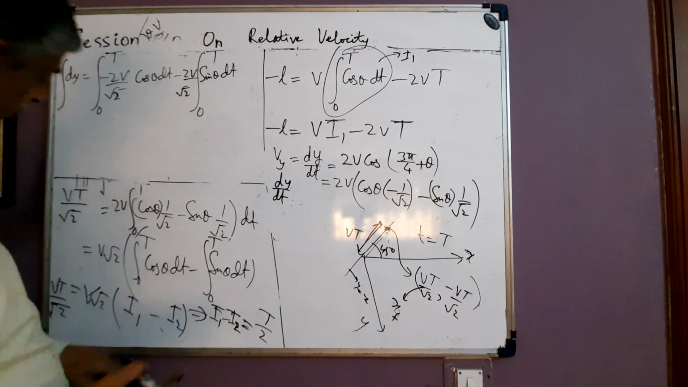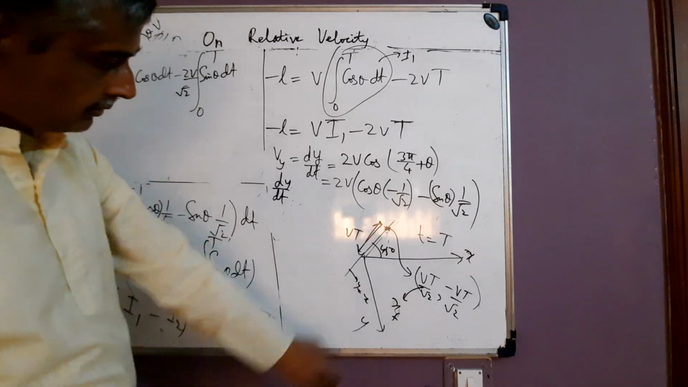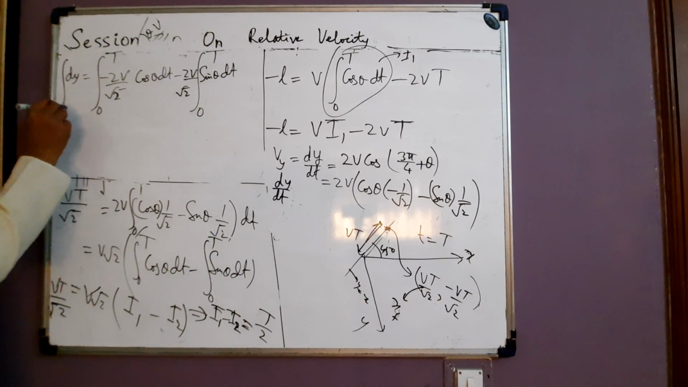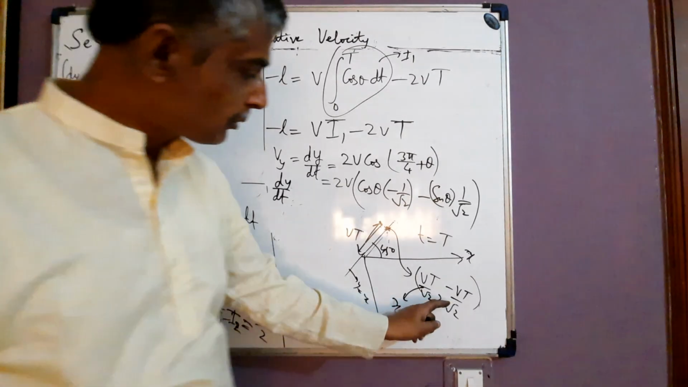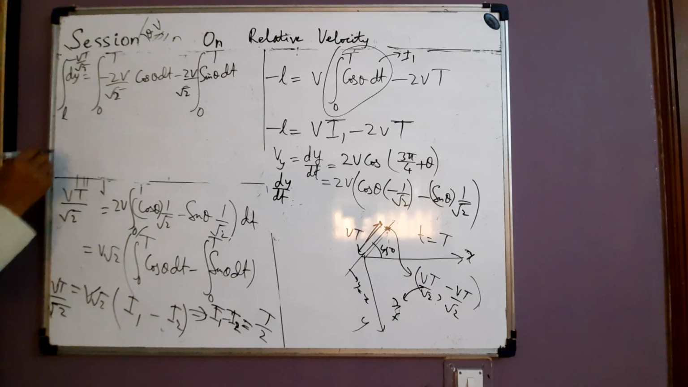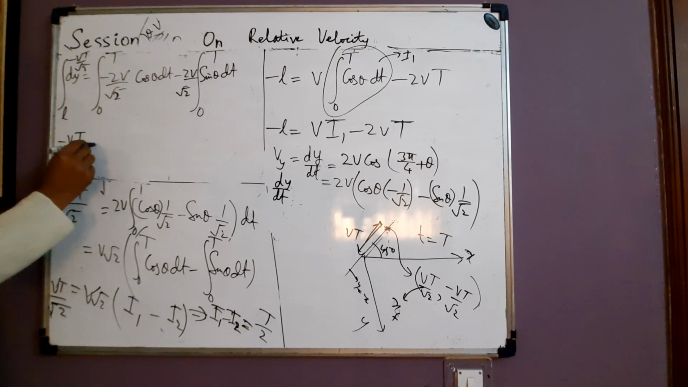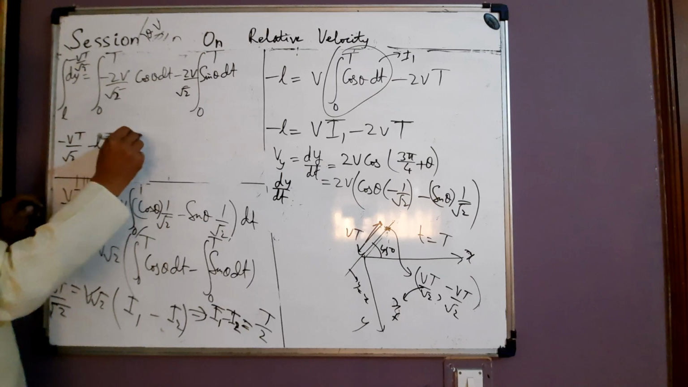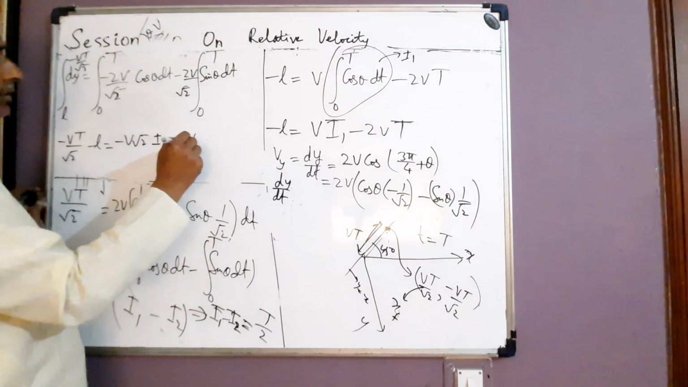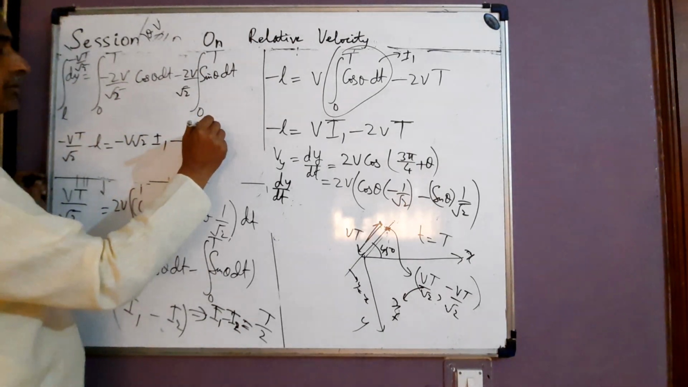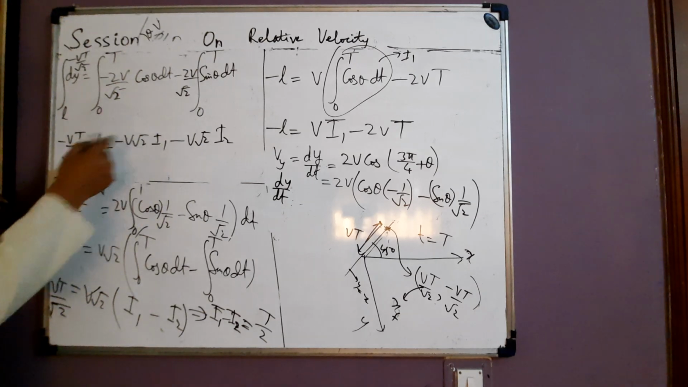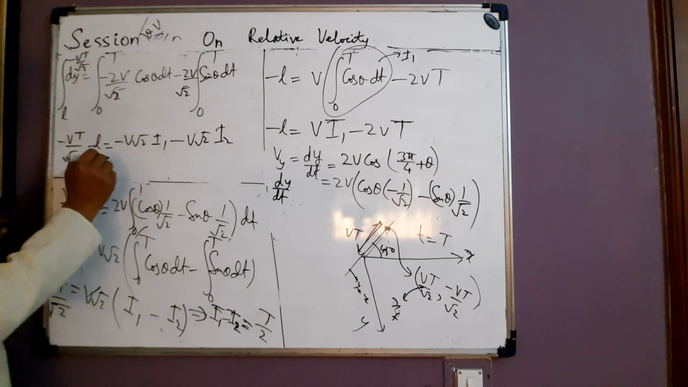The initial y coordinate of this moving point P1 was L, and finally its y coordinate becomes minus Vt by root 2. So minus Vt by root 2 minus L equals minus V root 2 integral cos theta dt, which is I1, minus V root 2 integral sin theta dt, which is I2. So all these minus signs go away. I divide by V root 2. So I get what?